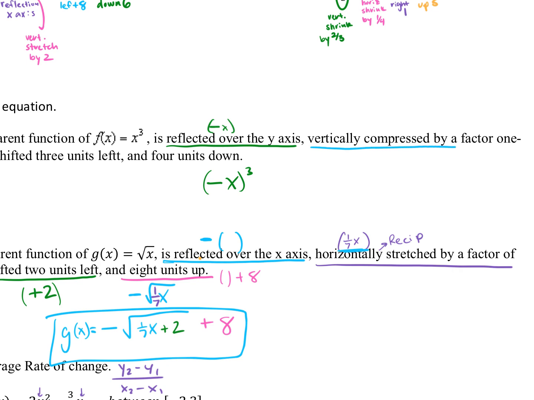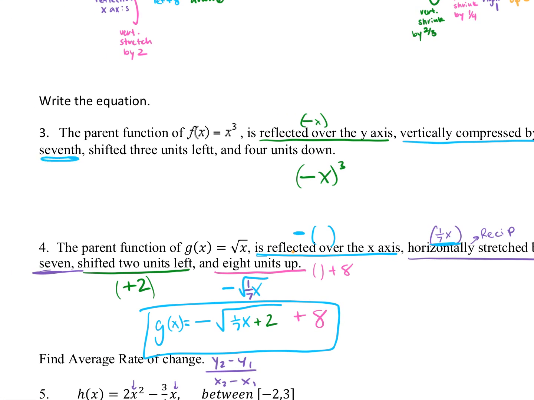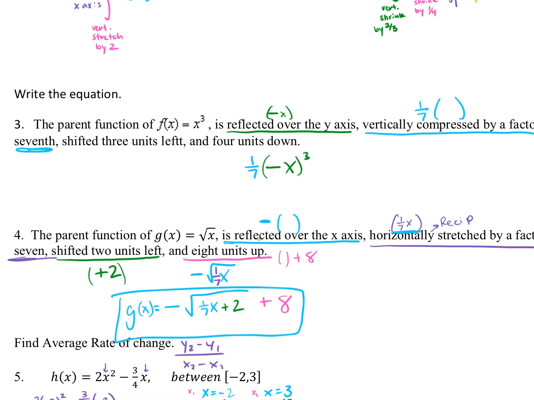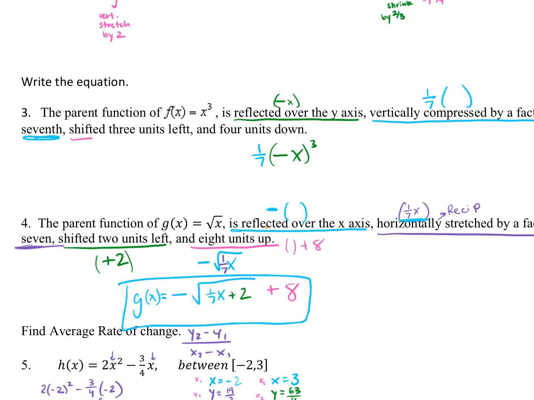If it's vertically compressed by a factor of 1/7, vertical compression happens where? Inside or outside? Outside. So when it's outside, it's exactly how it says. So we're multiplying by 1/7 on the outside. Now, if it's shifted left 3 units, what would we do there? Plus 3 on the inside. So I'm going to add 3 on the inside.